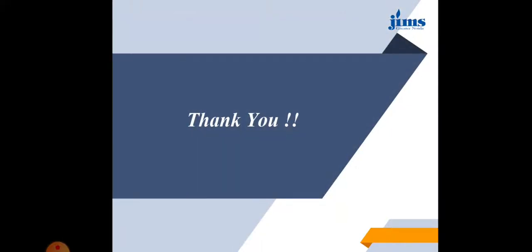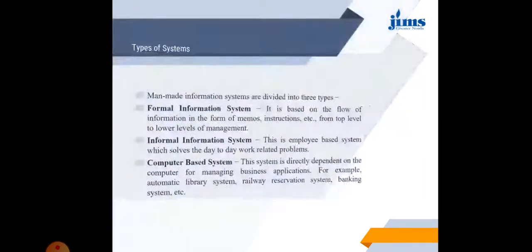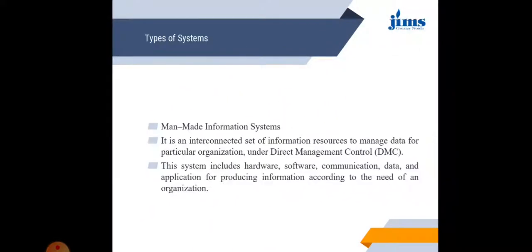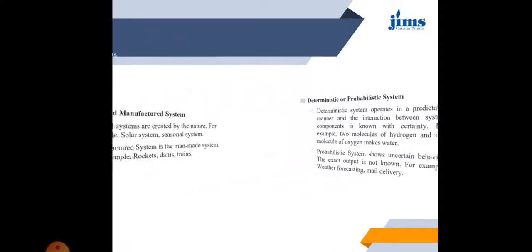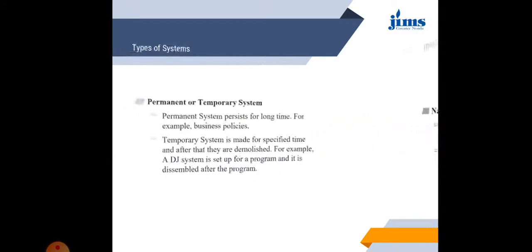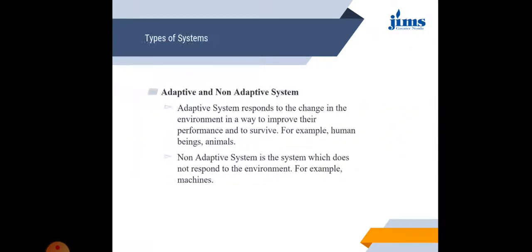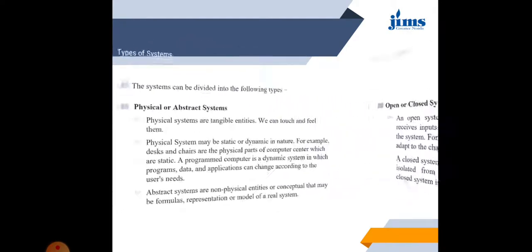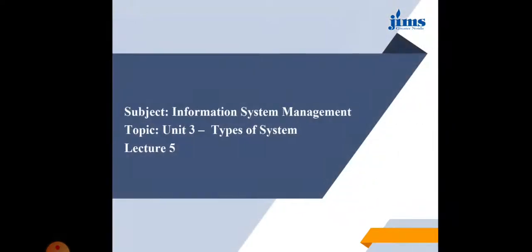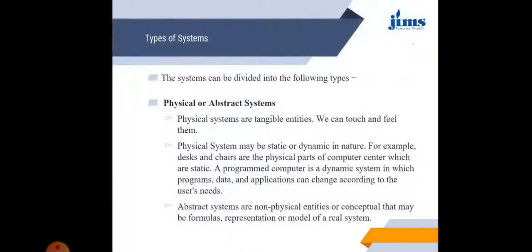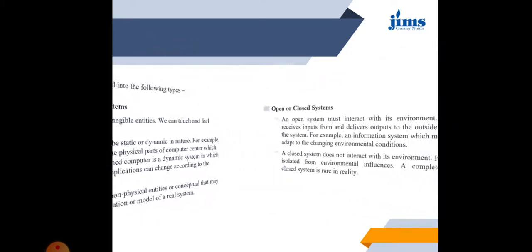So there are types of systems. If we recall them, the first type of system is physical system or abstract system. Physical means that it should be a physical part, which is known as the physical system. And the abstract systems are the systems which are not physical, but where formulas and calculations are done. Abstract means there should be some conceptual work.